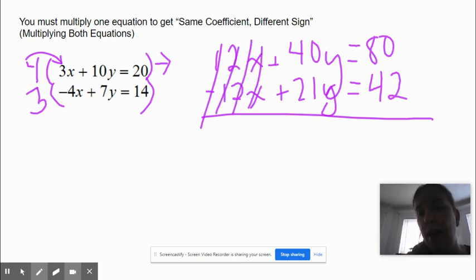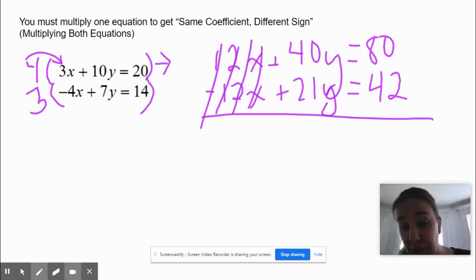Okay, and now your x's eliminate. And honestly, you know what to do from here. I don't want to waste too much of your time. It's the same that we've been doing. I just want to show you how to set it up.